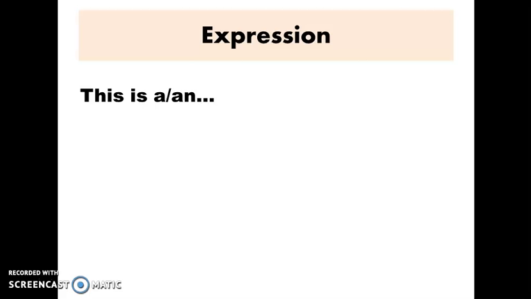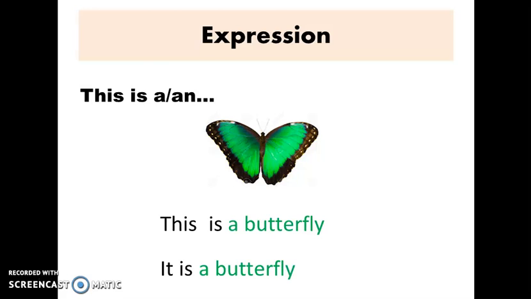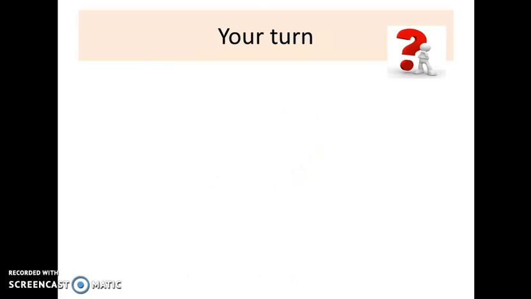Good. Vamos a trabajar, o seguimos trabajando con la expresión this is a o an. Y eso es para indicar esta es una o este es un. ¿Ok? Ejemplo, esa hermosa mariposa que tenemos allí. This is a butterfly. O it is a butterfly. Esta es una mariposa. Lo único que cambia es la palabra this, pero el significado es el mismo. Your turn, tu turno. A ver, preparados para responder.